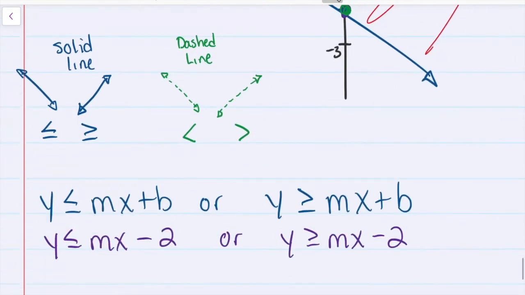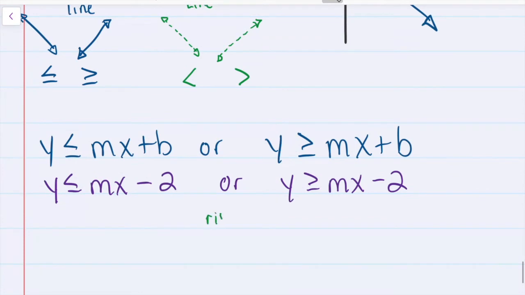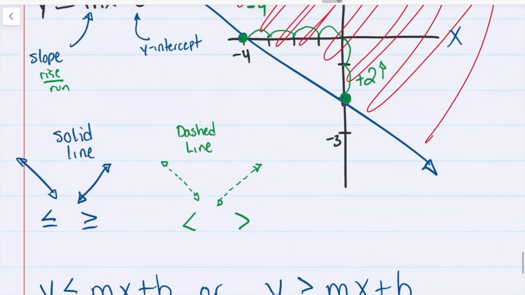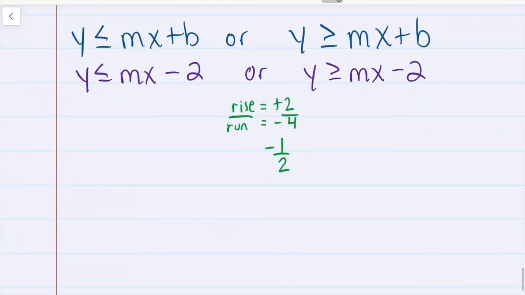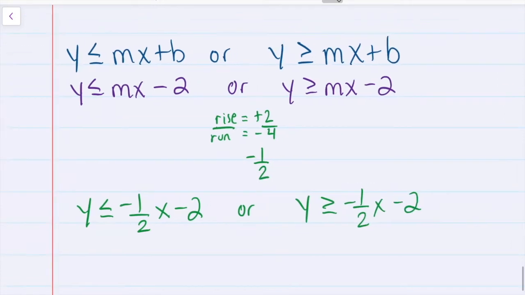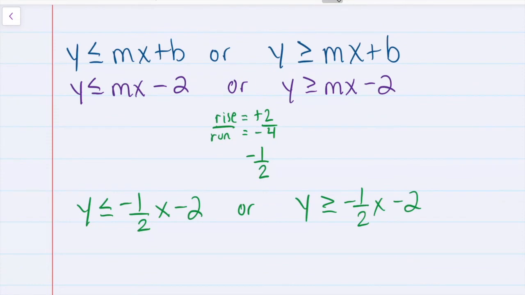So my rise, let me put it right here. My rise was 2 up, which is +2. My run was 4 left, which was -4, right? So 2 over 4, negative. Can I reduce that, guys? I can actually reduce it to -1/2. Everybody okay? Perfect. So my inequalities will be, it's either y is less than or equal to -1/2 x minus 2, or y is greater than or equal to -1/2 x minus 2. So it's either one of these inequalities, guys.